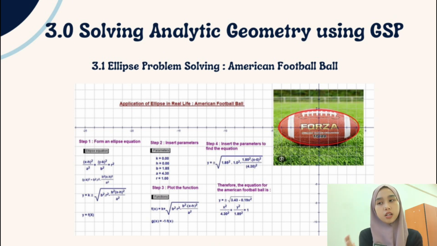from the equation of an ellipse. And then we have the equation of the American football, which is x squared over 4.30 squared plus y squared over 1.85 squared equals 1.